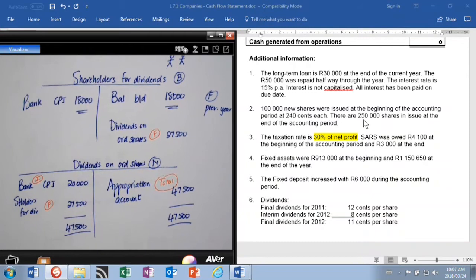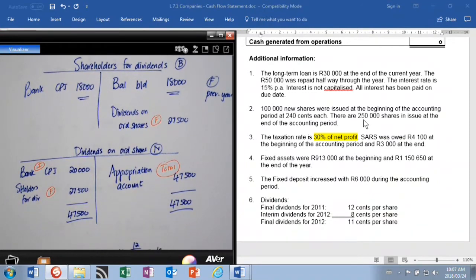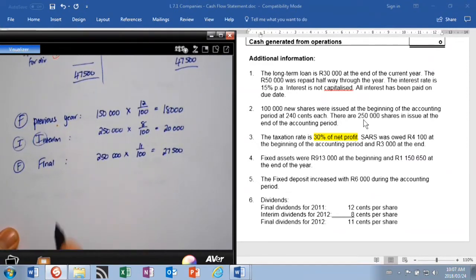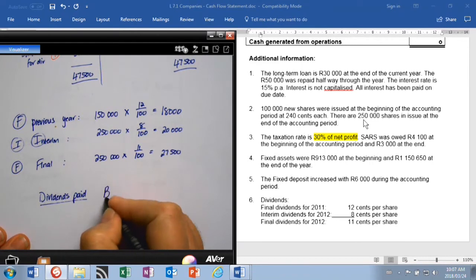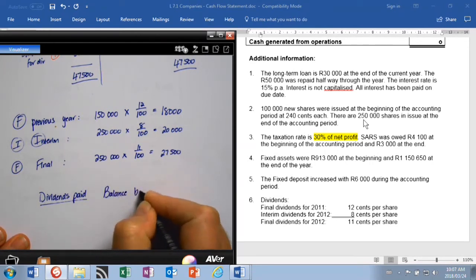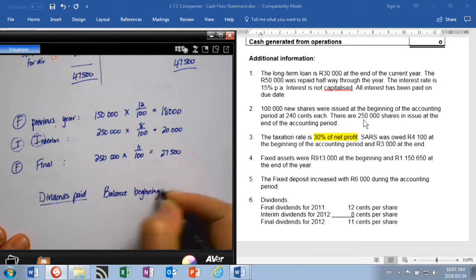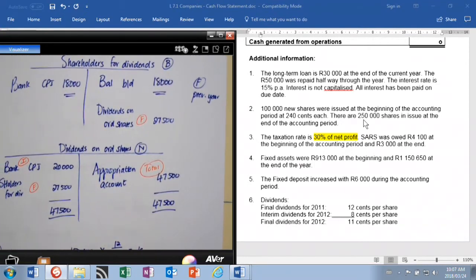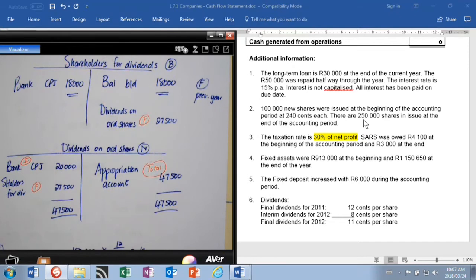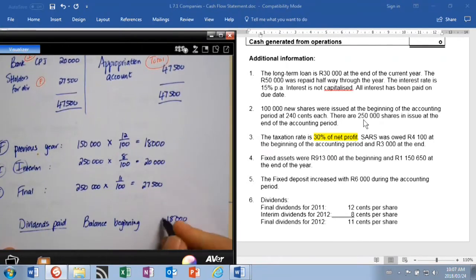Now I can do the note quickly. Okay, let me do the note. The normal note for dividends paid looks like this. Dividends paid. You know the note, but remember they don't ask us notes anymore. We say balance at the beginning of the year. Balance at the beginning of the year was the 18,000. Is the 18,000 paid? Yes. How do I know that? There's a bank for the 18,000. So that's why you put the 18,000 in brackets.